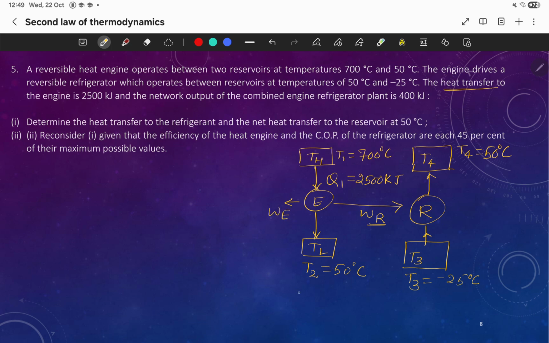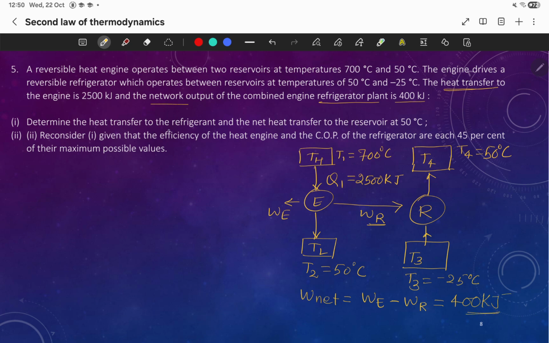Now what it is saying is the W net, the net work output of the combined engine refrigerator plant, is 400 kilojoule. So what W net is giving is the work done by the engine minus the work consumed during the refrigeration cycle. This is 400 kilojoule.